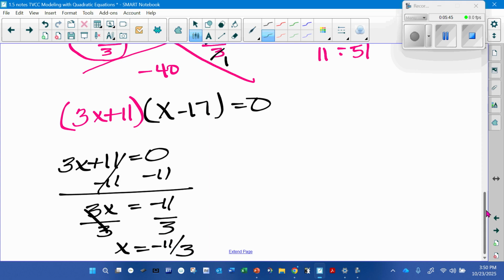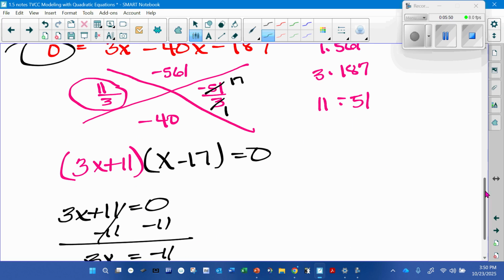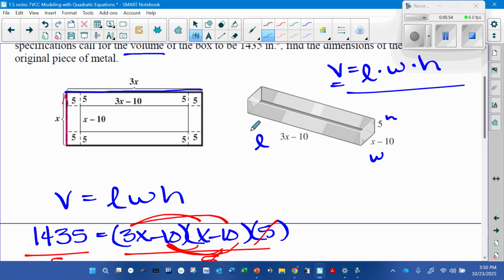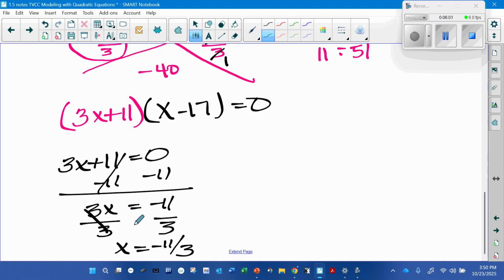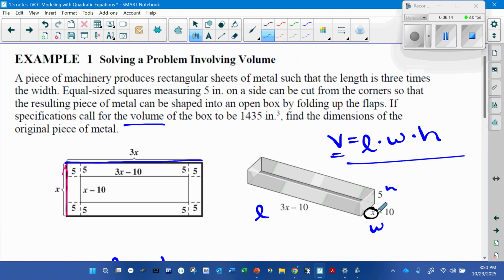All right, so I'm going to tell you right now, when you get a negative answer when you're doing a geometry style problem, go ahead and plug it in. So if this number right here were negative 11 over 3, so 11 over 3, that's 3.7. So this would be negative 3.7. If I were to plug in a negative 3.7 minus 10, that would be negative 13.7.